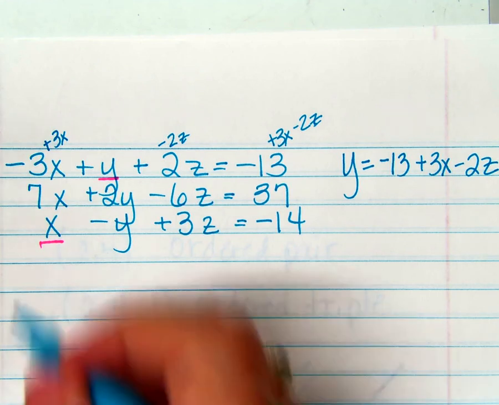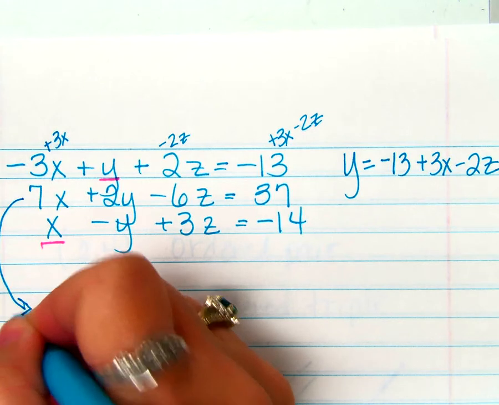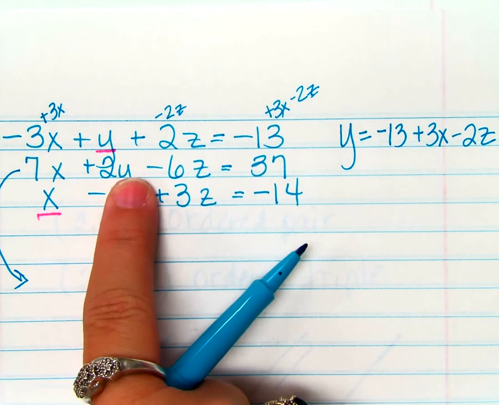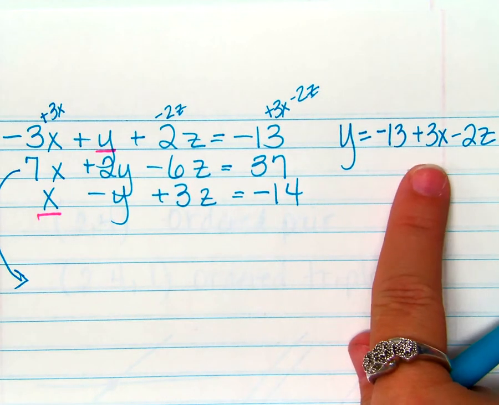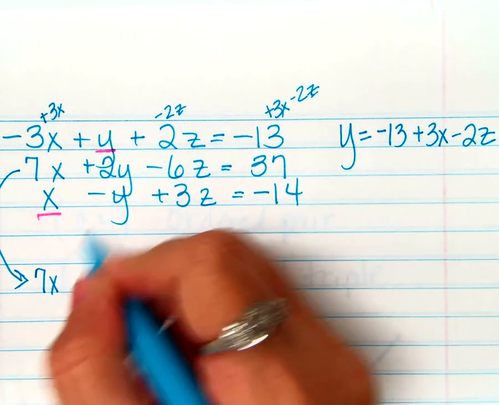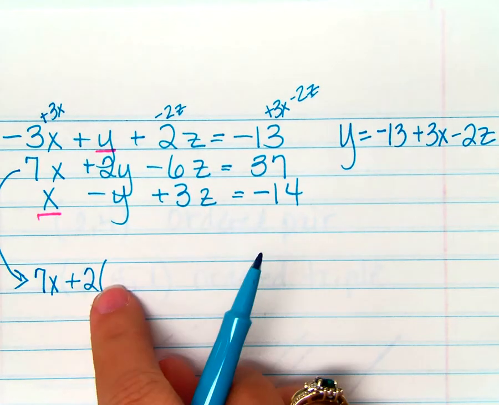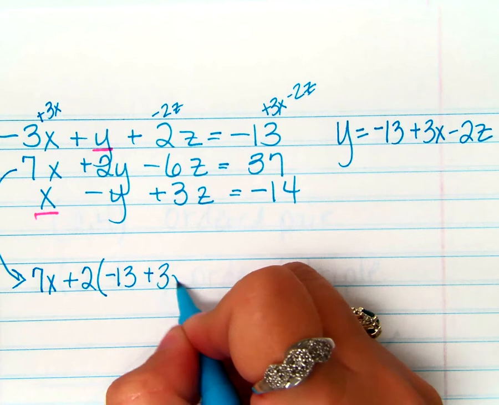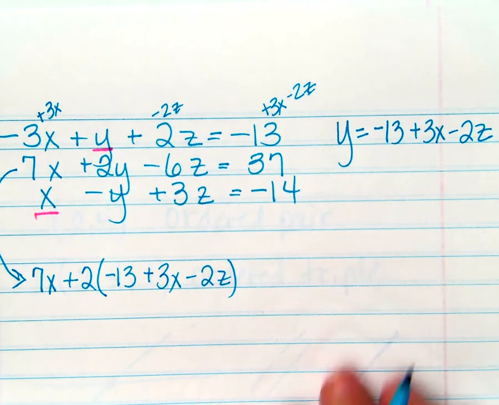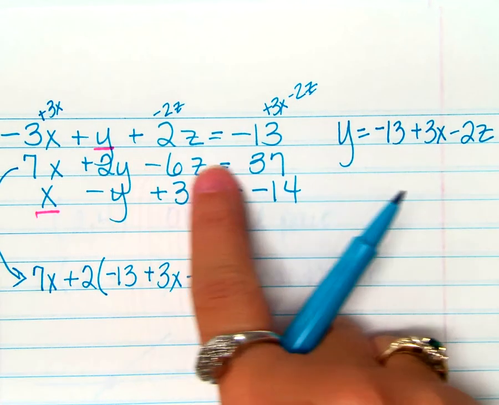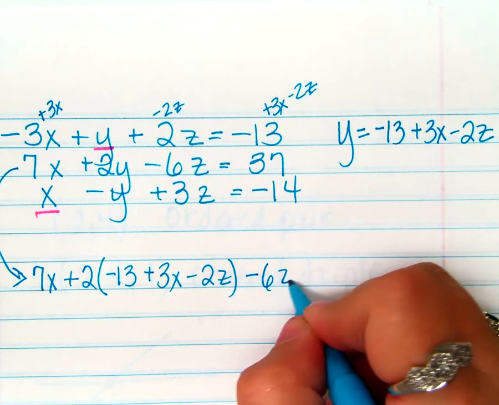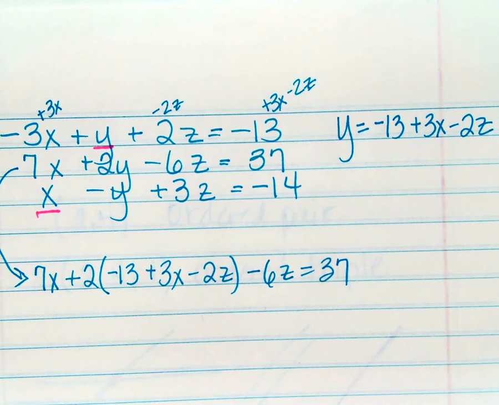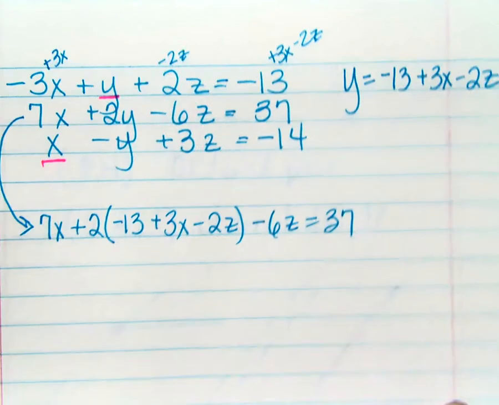Okay? So I'm going to start with this second equation right here. I'm going to bring it right down here and rewrite it. Except when I get to y, I'm not going to write y. I'm going to write what I know y equals. So I'm going to write 7x plus 2 times y, and what does y equal? -13 plus 3x minus 2z. And then I need to keep writing the equation, right? Minus 6z equals 37. Isn't that what the second equation says? Now what can I do with this?